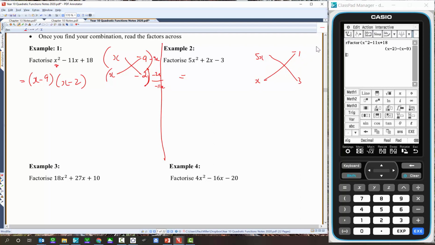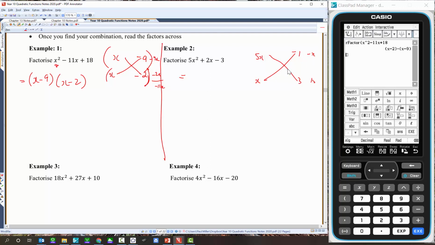So x times -1 is equal to -x. 5x times 3 equals 15. If I add them together, that is nowhere even remotely close to +2. Okay, so something is wrong.